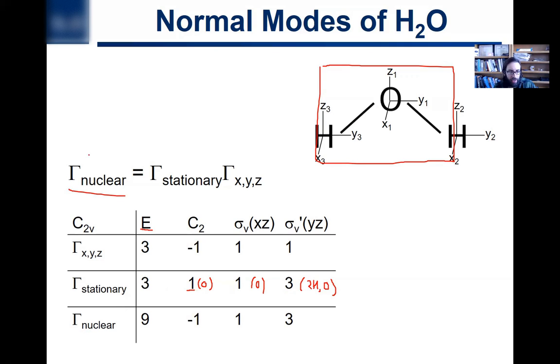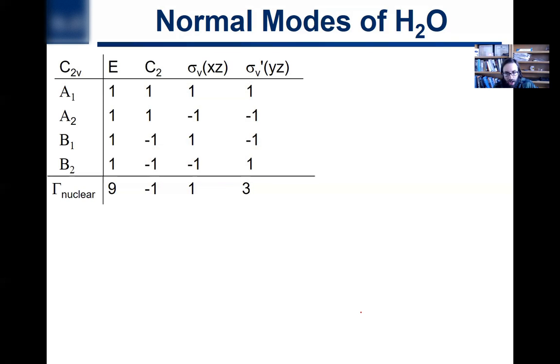Then the gamma nuclear formula tells you to multiply these together. So you got 3 times 3 is 9, negative 1 times 1 is negative 1, 1 times 1 is 1, 1 times 3 is 3. All right, at this point, what you have to do is you have to subtract off.